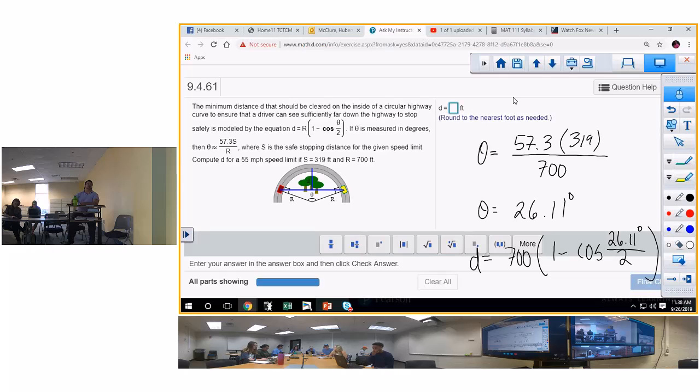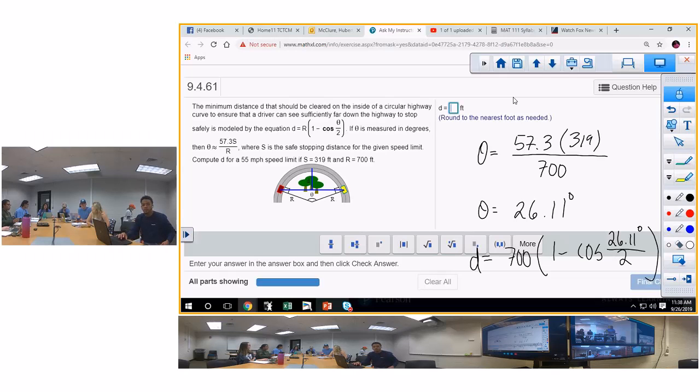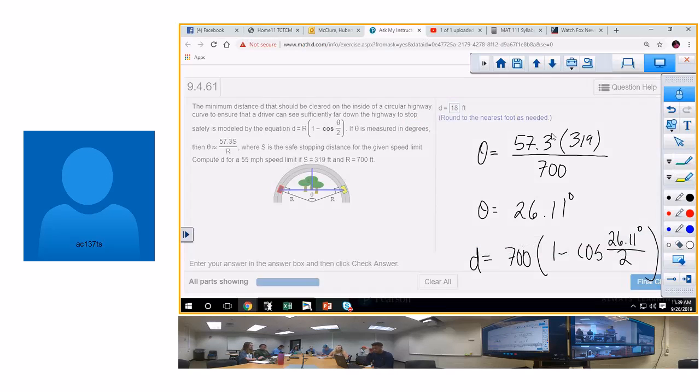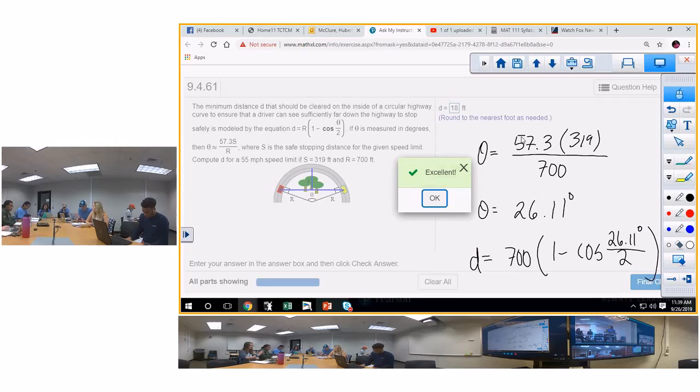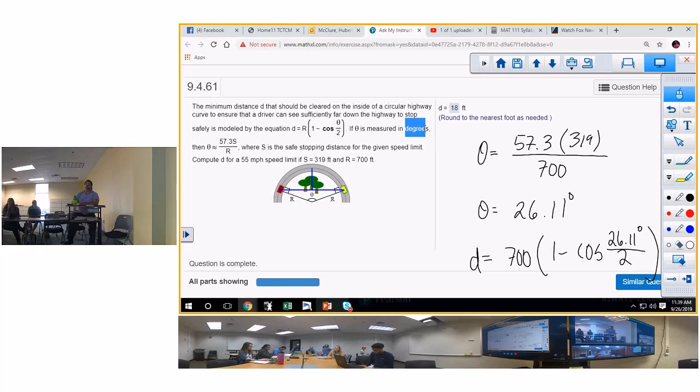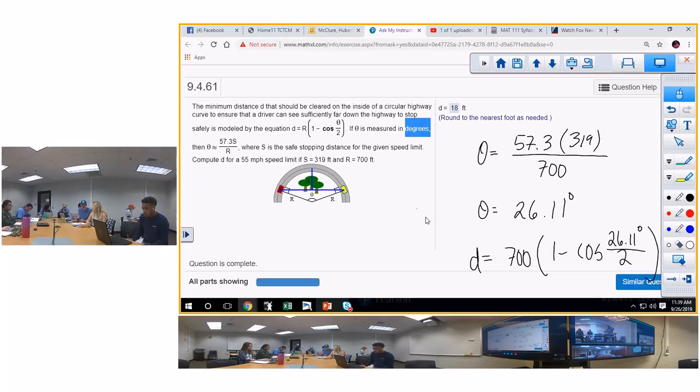Wait, the calculator should be in radians, right? No, it's degrees. See, it says degrees. How do you know the difference? Try that. Woohoo. Were you in degree mode? You got the exact same thing. Look at it. What does it say right here? It says theta is measured in what? Degrees. We have to go back and do the other part. You have to change it to degrees.